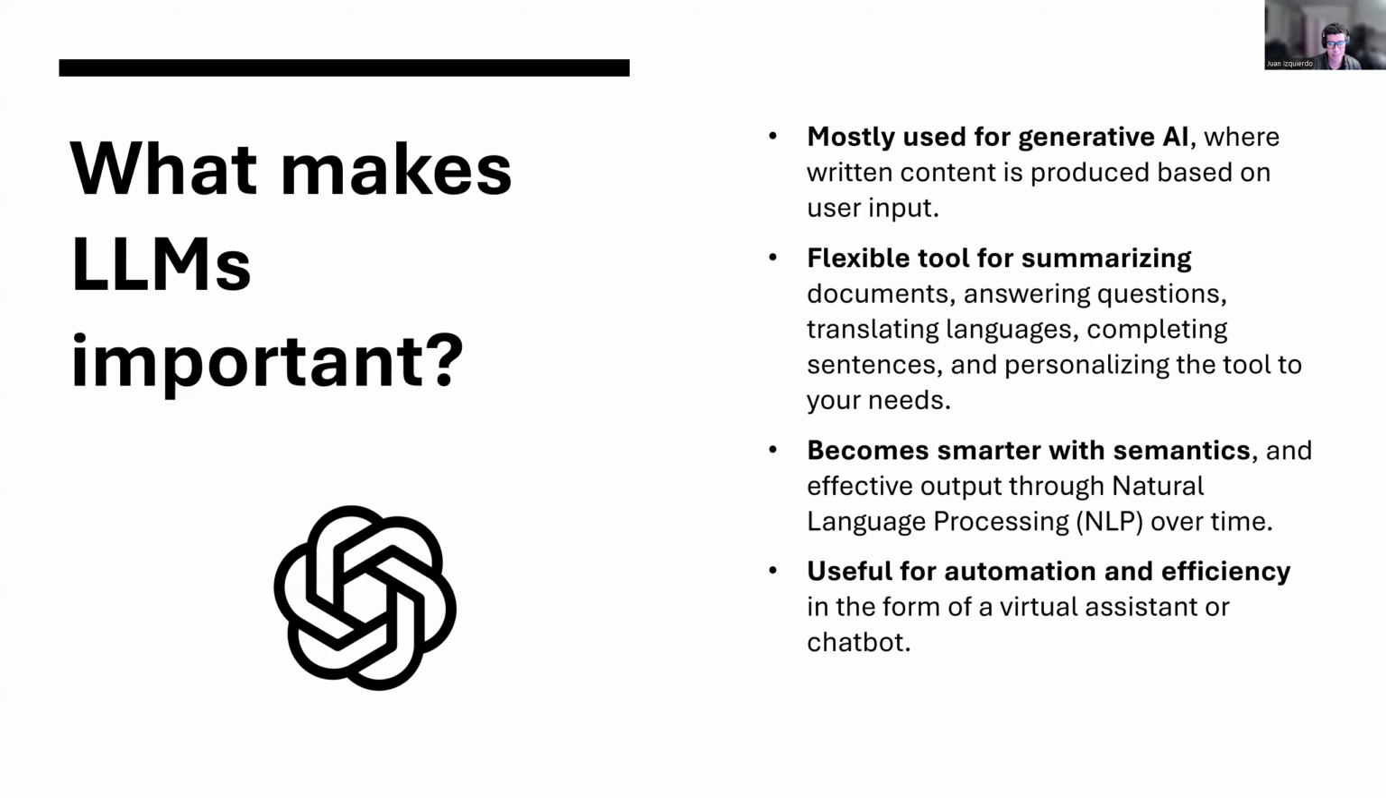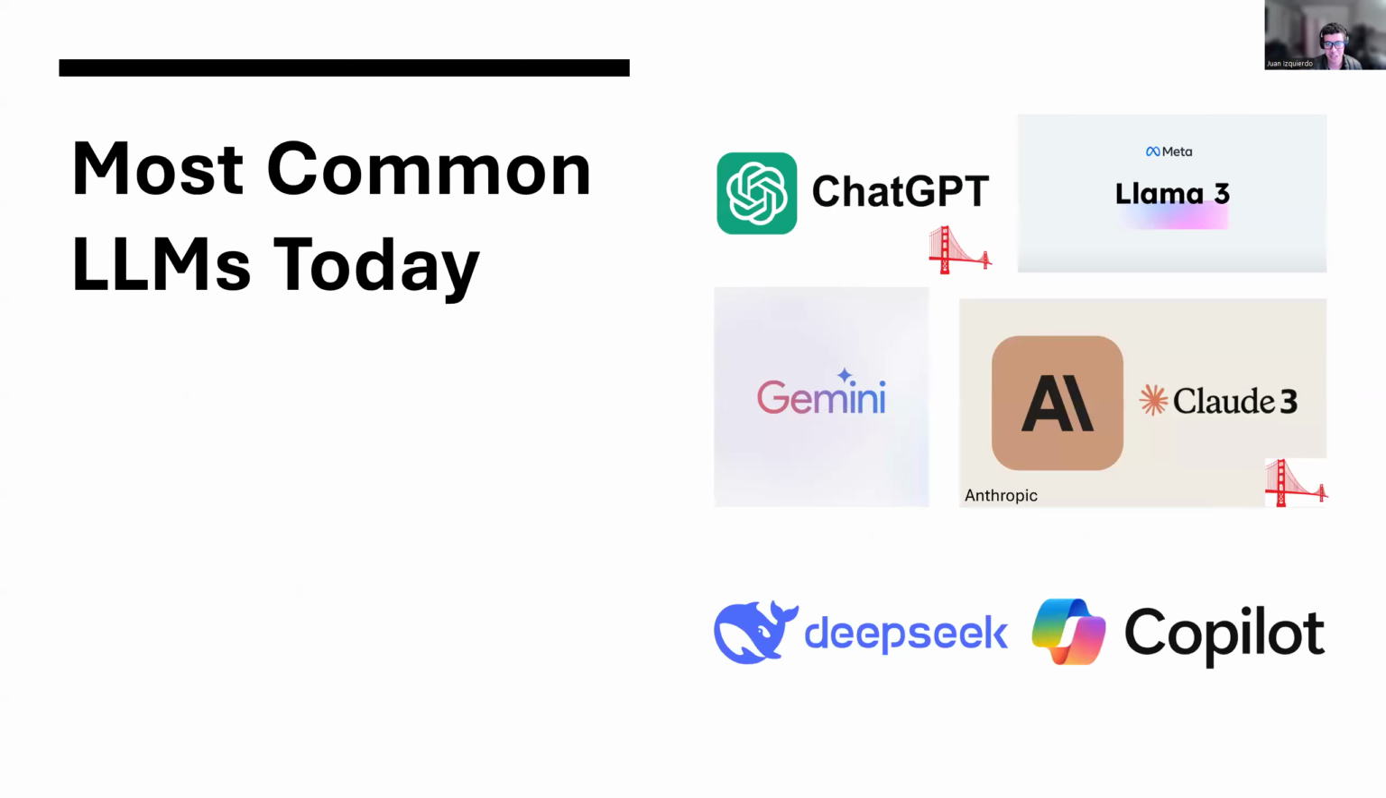And we will be following up with the most common large language models today, that being ChatGPT, Llama 3, Gemini, Claude, DeepSeek, and Copilot. So you may notice why I put the Golden Gate Bridge on ChatGPT and also on Claude. And that's because these are companies founded in San Francisco. Well, not companies per se, these are the products of these companies. ChatGPT is owned by OpenAI and Claude is owned by Anthropic. Anthropic, I think that's how you say it.